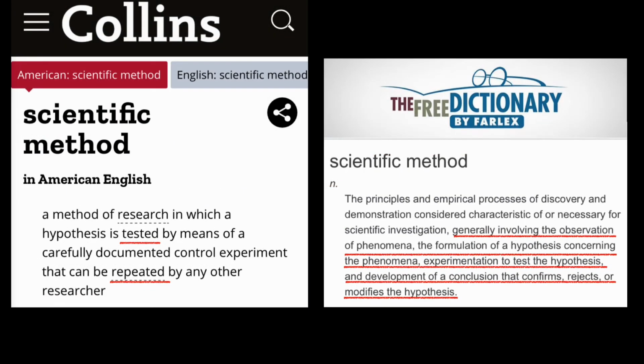Collins says, a method of research in which a hypothesis is tested by means of a careful, documented, controlled experiment that can be repeated by any other researcher. That's what makes it great. The principles and empirical processes of discovery and demonstration considered characteristic of or necessary for scientific investigation, generally involving the observation of a phenomenon, the formulation of a hypothesis concerning the phenomenon, experimentation to test the hypothesis, and development of a conclusion that confirms, rejects, or modifies the hypothesis.